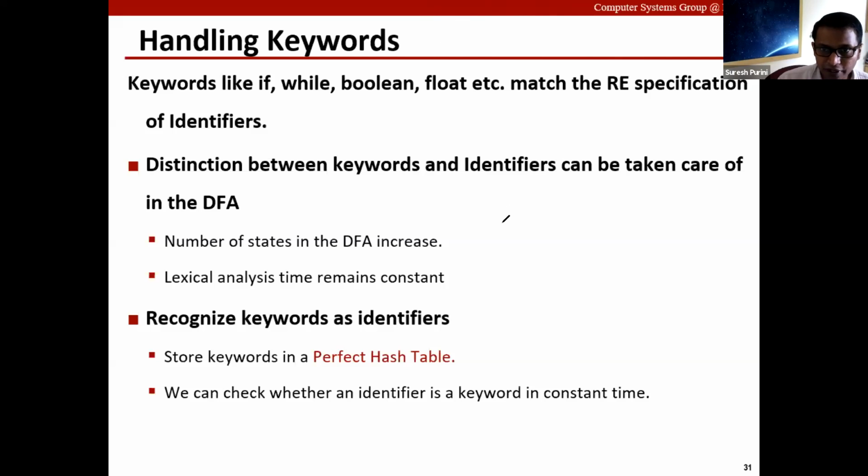So if you take the DFA of if, the product DFA of while, the for, and so on and so forth, there are so many keywords. Let's say there are 20 keywords and the length of each keyword is 2, then the number of states in the product DFA will be at least 2 power 20.